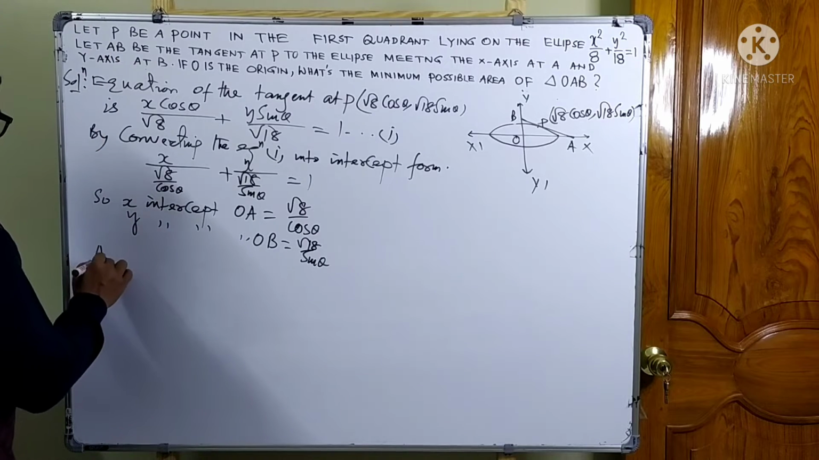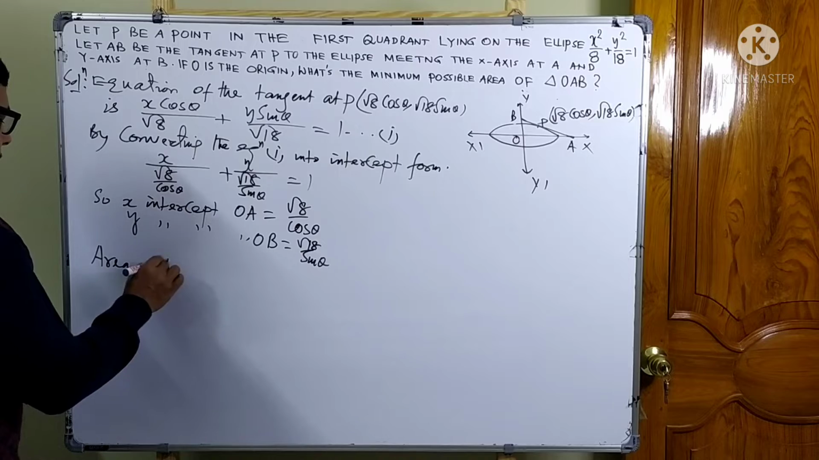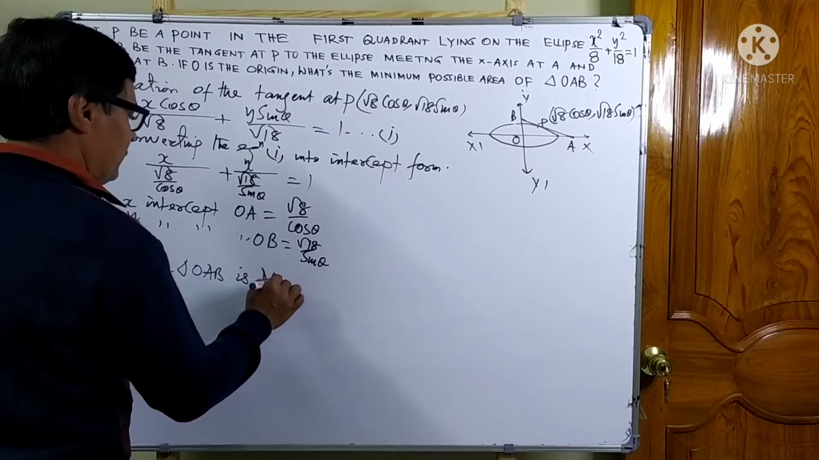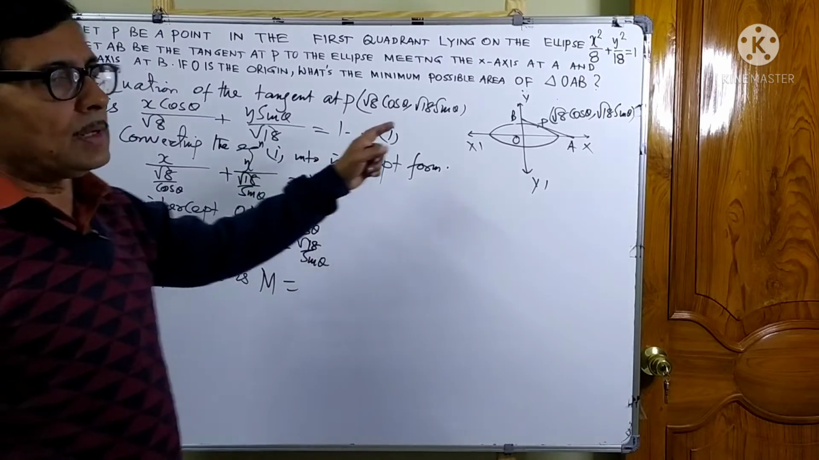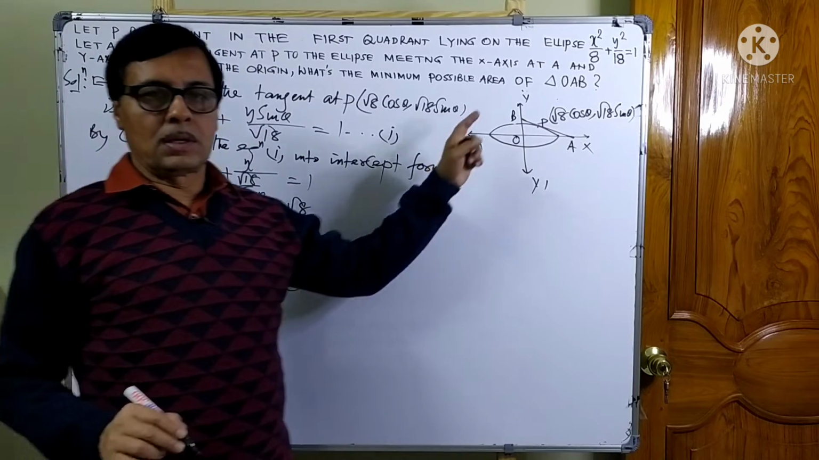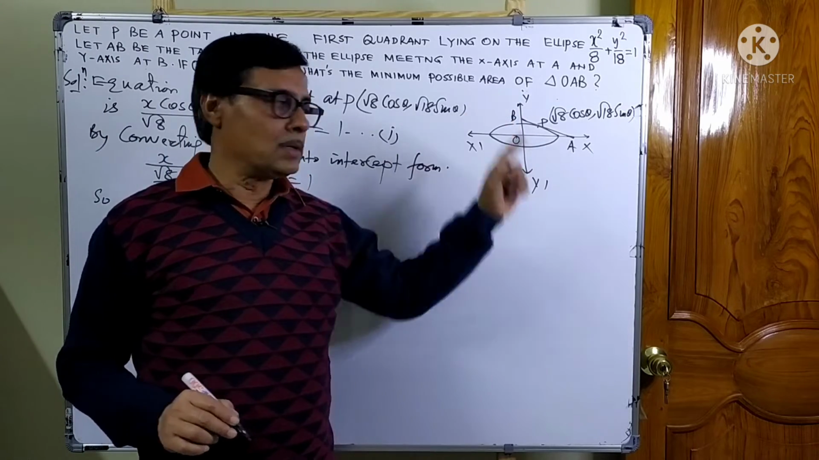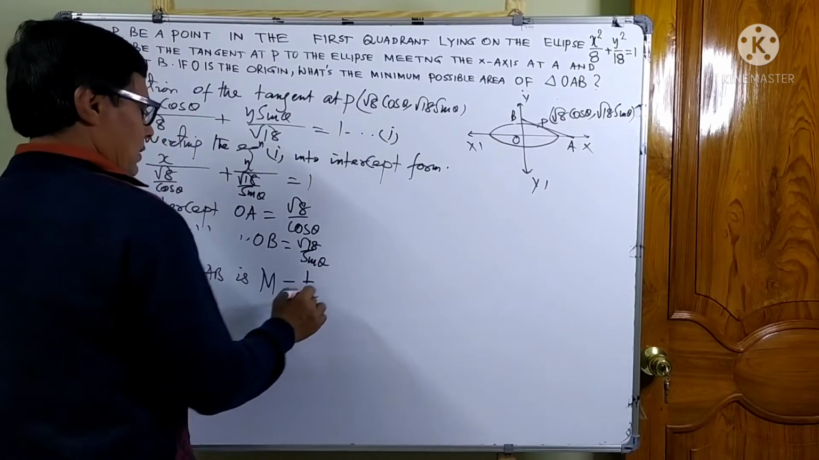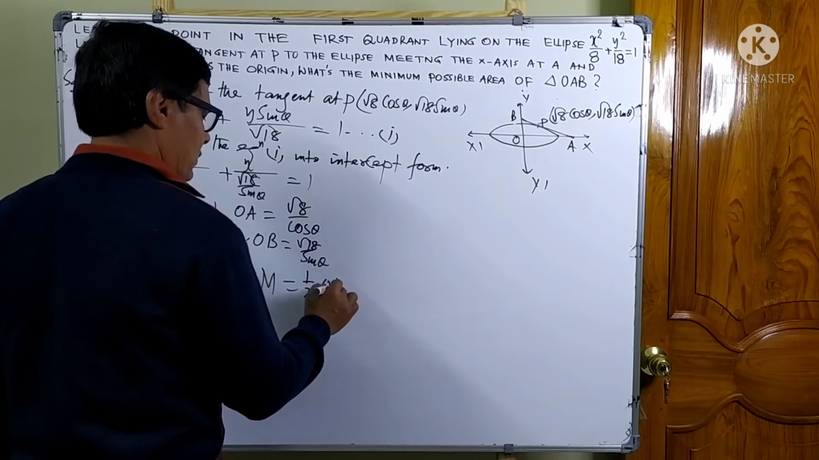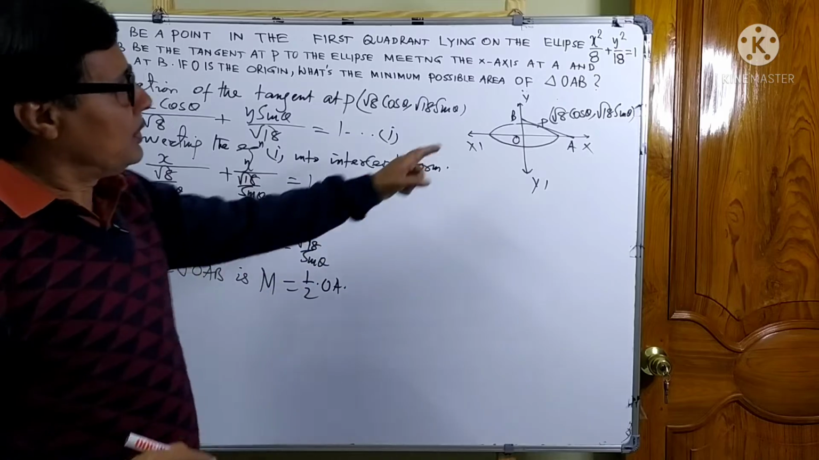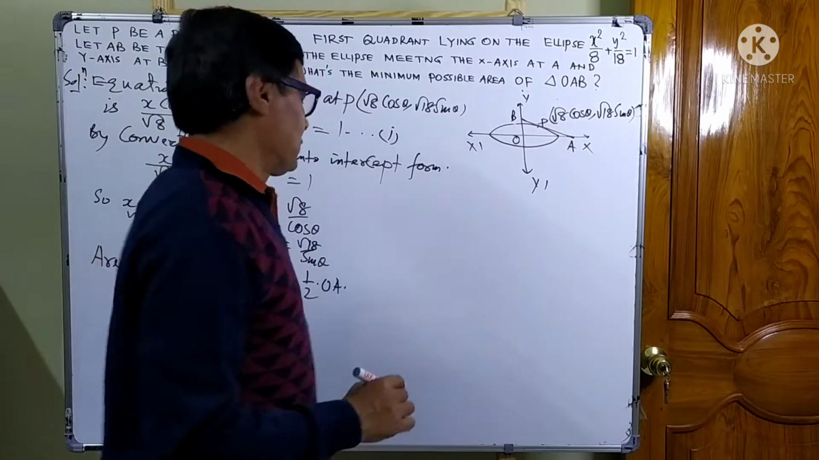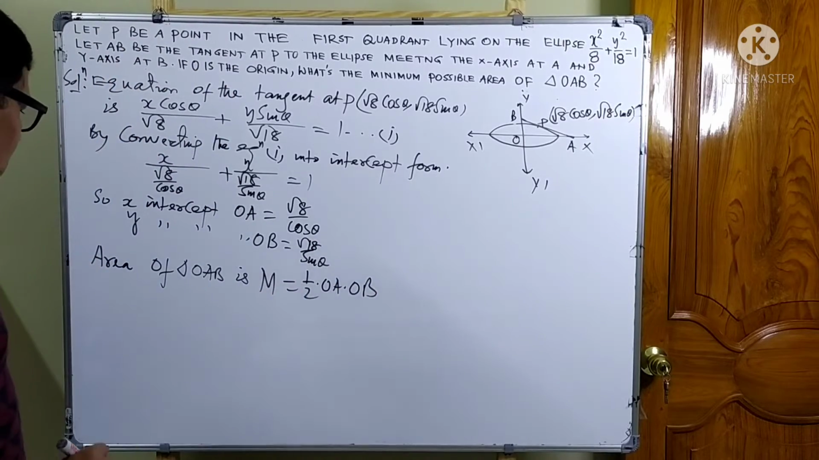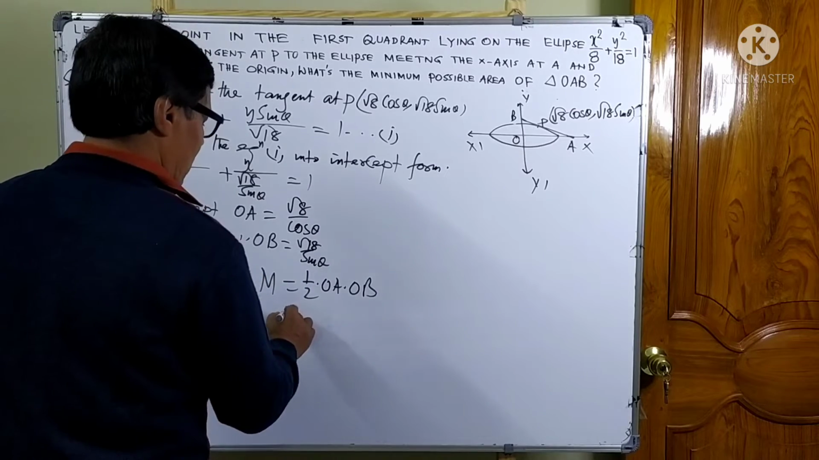So area of triangle OAB is considered as M, equal to area of any triangle, which is half multiplied by its base and multiplied by its altitude. Base is OA. OA is the base of triangle OAB, multiplied by its altitude. OB is the altitude of this triangle OAB. So this is the area of the triangle OAB, which is considered as M.